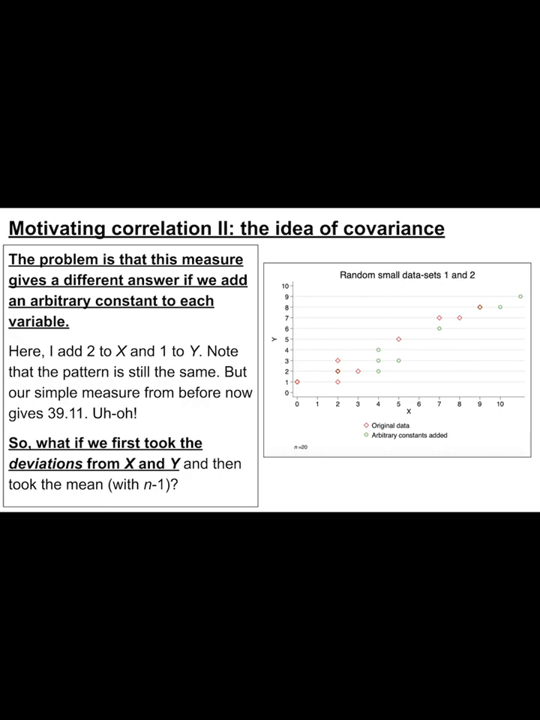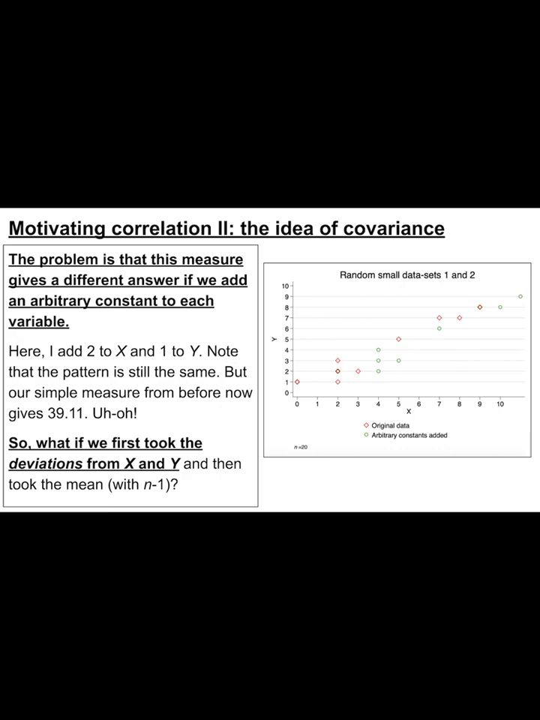So the pattern is still visually pretty obviously the same if you just focus on the red or just the green. But that same simple measure from before gives 39.11. So it's not a good measure because all we did was, maybe this is a data entry error, and we realized that all subjects in a study stood on a scale that actually had not a correct balance. So we need to add something to both of their scores. In theory, if we're adding that same constant to everyone, it really shouldn't change the basic pattern of relationship.